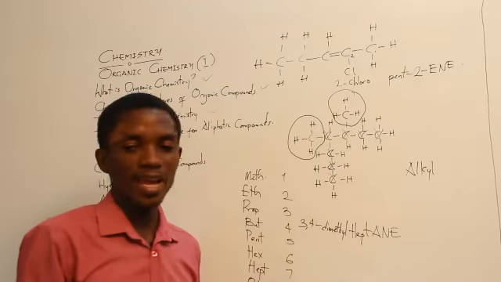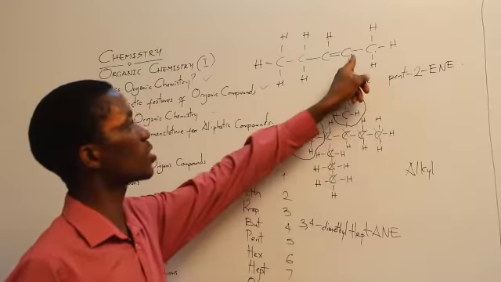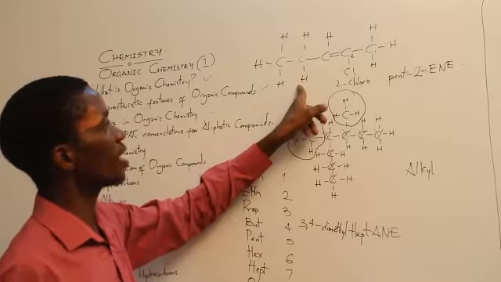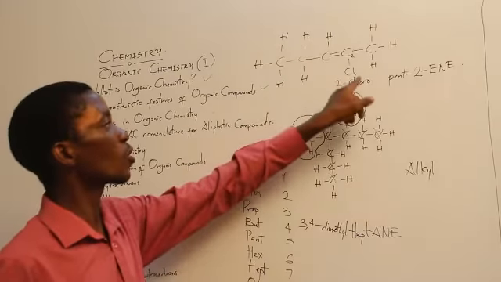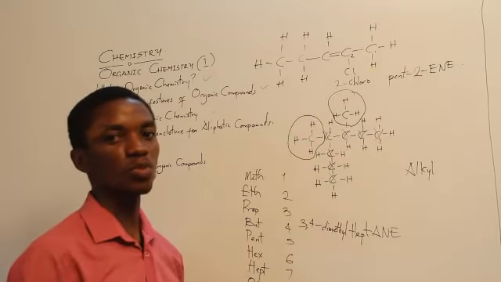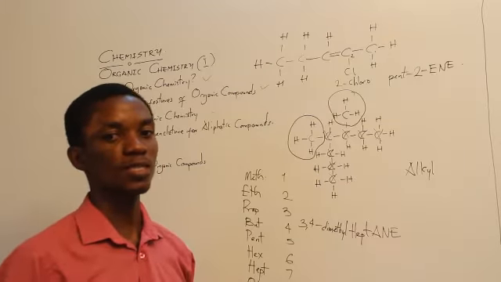2-chloropentane. Why 2-chloro? Because my chlorine is on the second carbon. If my chlorine happens to have been here, it would have been on the 4th carbon, so I'll have named it 4-chloro. If you are having just one, you don't need to put mono or anything. But if you are having more than one, you have to specify.